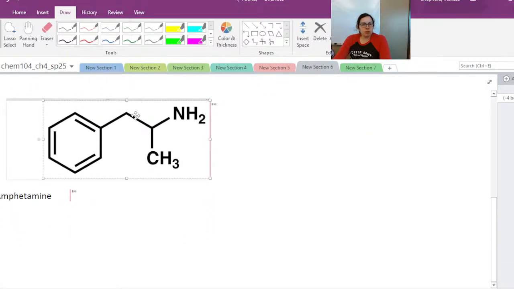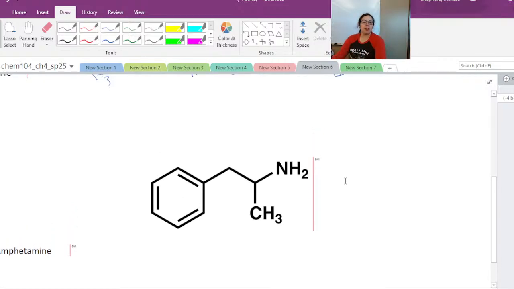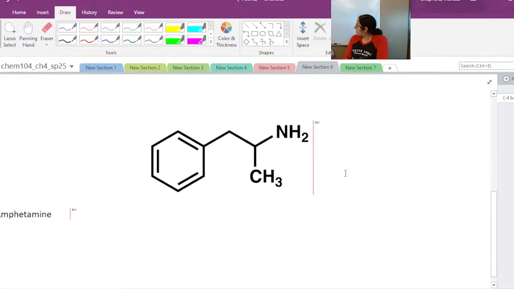All right, let's try this one. This one shouldn't be as difficult. This is amphetamine. And again, you can methylate it to make methamphetamine. So let's see if we can get a formula, excuse me.